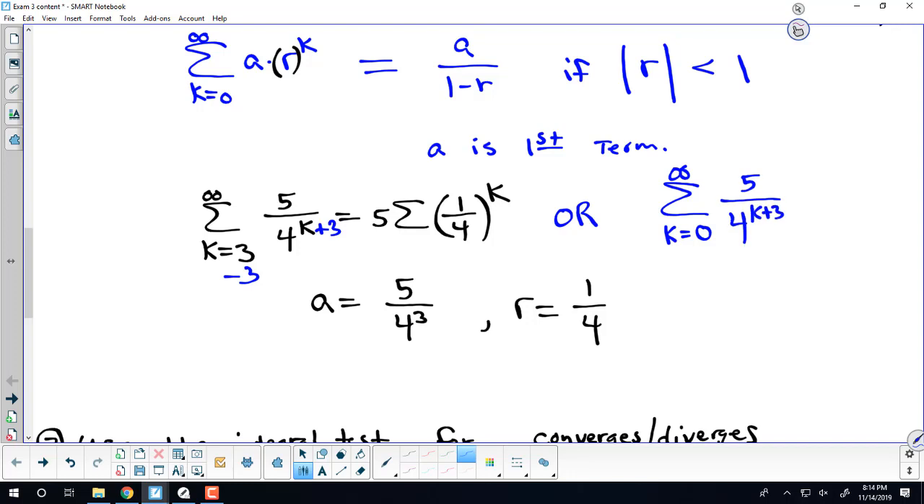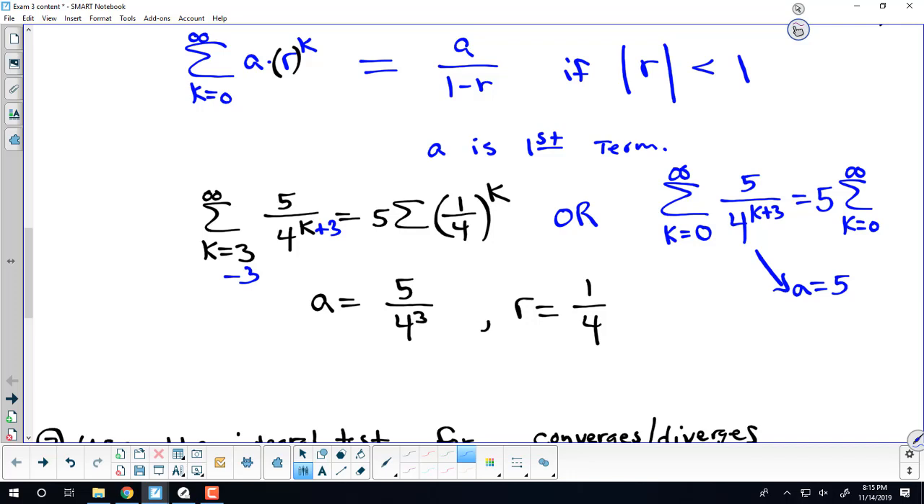Why would you want to do that? So with this one, we would say that the first term is 5, right? That's our A. And then what would our ratio be if we wrote it like that? Same. So here A is equal to 5. We'll put that 5 out front if we need to. I don't know that we need to, but we'll go ahead and do that. But this is actually 4 to the power of K plus 3.